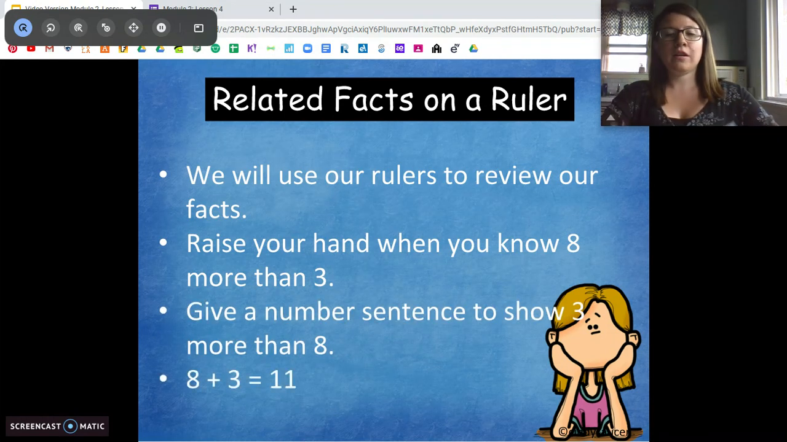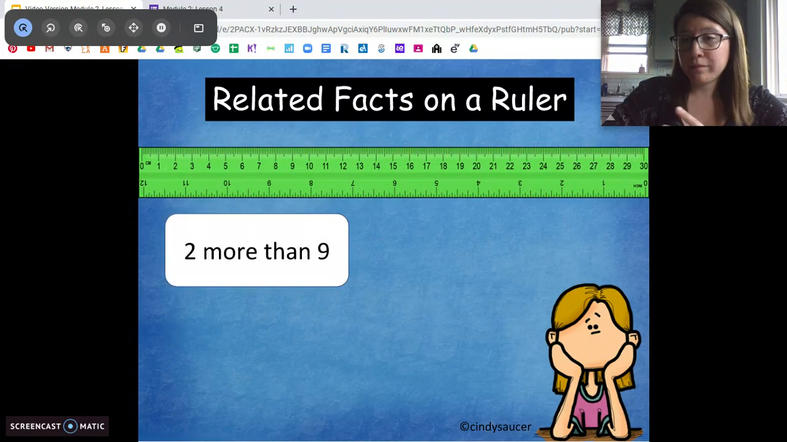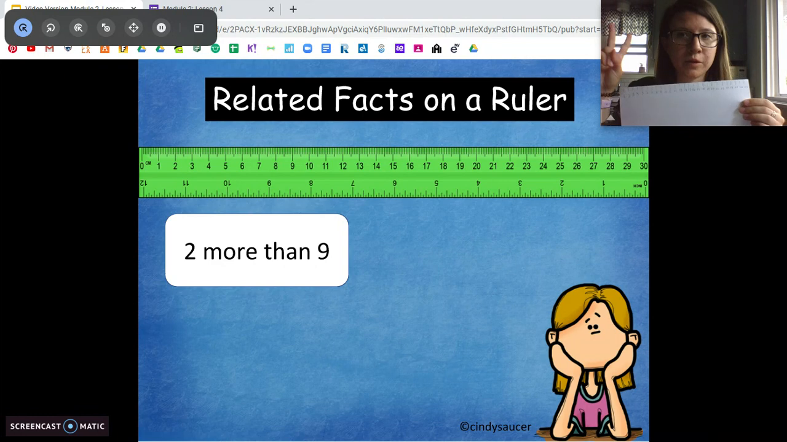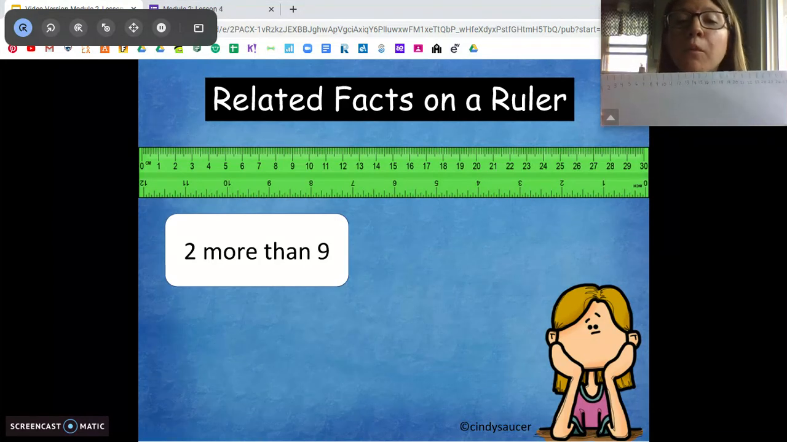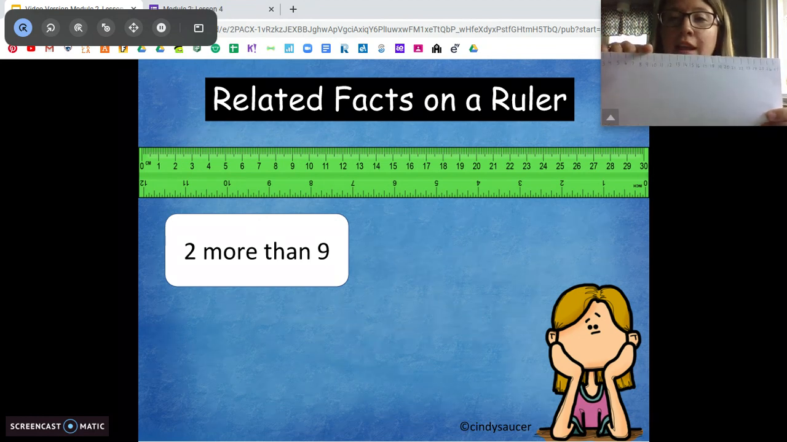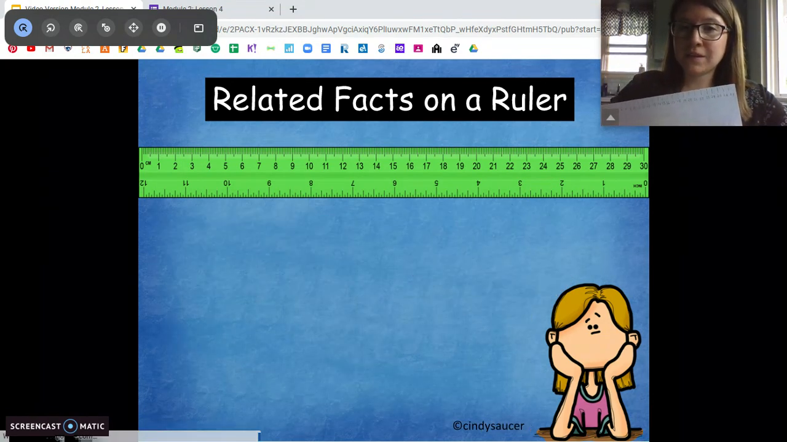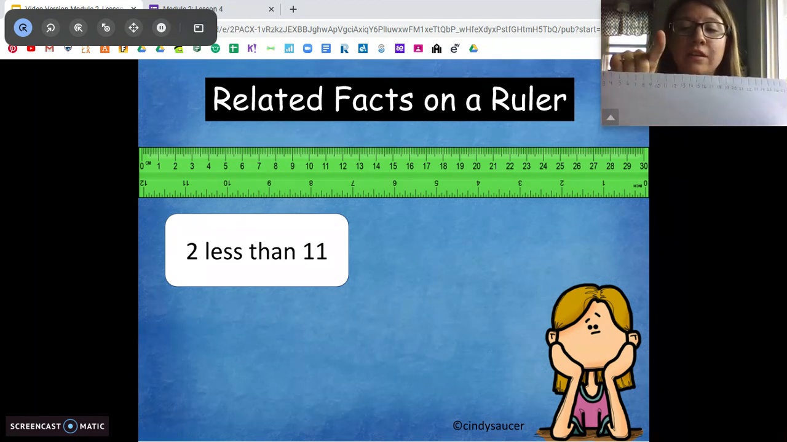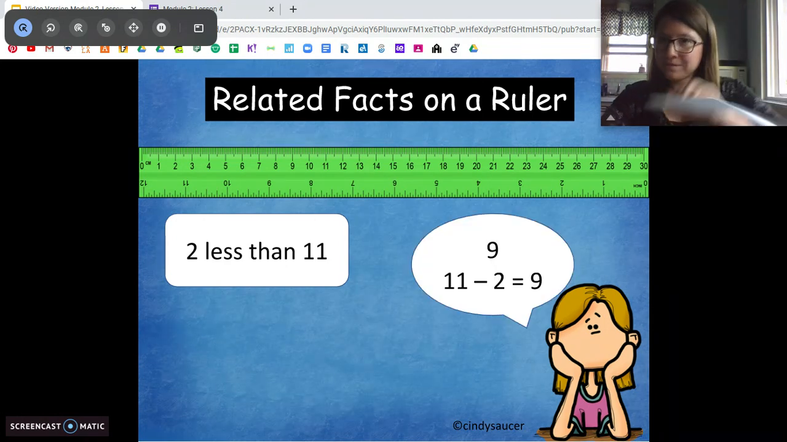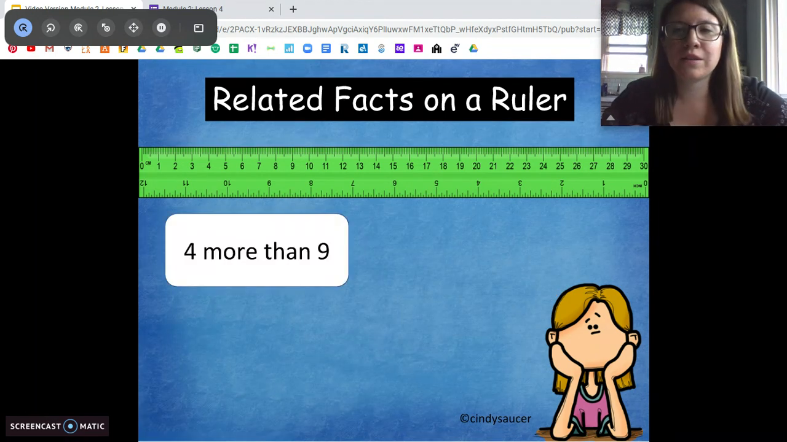Ta-da! All right, so I'm going to give you a little sentence. I want you to use your ruler, your number line, to figure out the addition sentence for what I'm asking you for. So again, we'll do this one together. 2 more than 9. So I'm going to start at 9, and I need to go 2 more. 9, 1, 2. 2 more than 9 is 11. So 9 plus 2 is 11. Now, we can do the opposite of that too. 2 less than 11, start at 11 and go 2 less. Boop, boop, is 9. So 11 minus 2 is 9. That's all I'm asking.